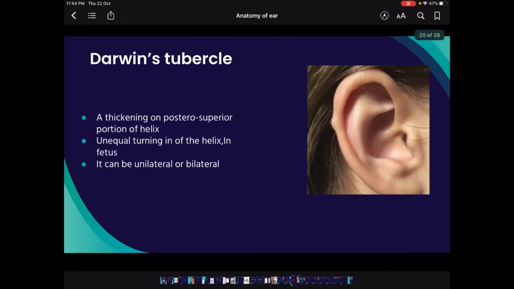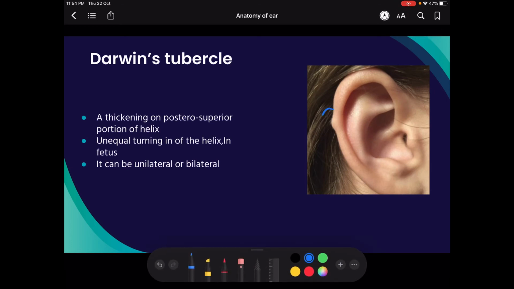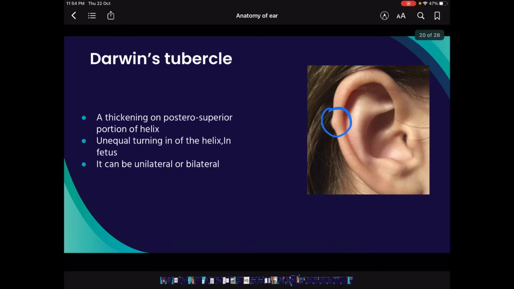The next thing is Darwin's tubercle. Darwin's tubercle is nothing but a thickening on the posterior superior portion of the helix, which is mainly due to the unequal turning of the helix in the fetus. It can be bilateral or unilateral.